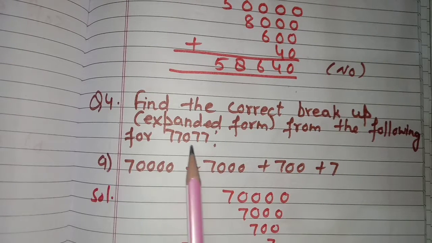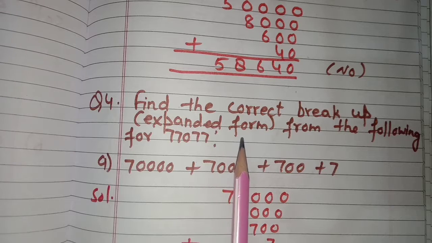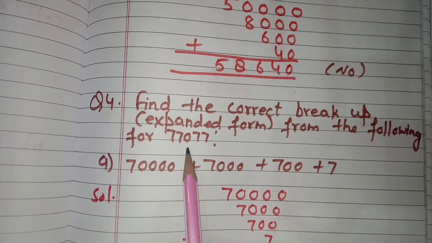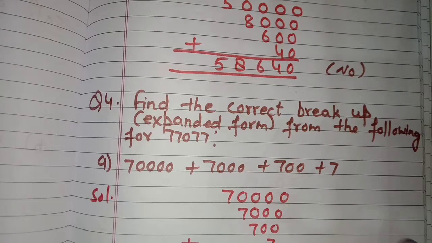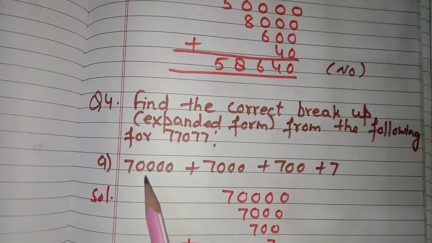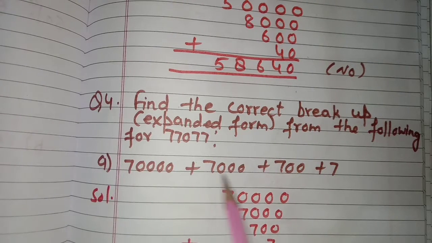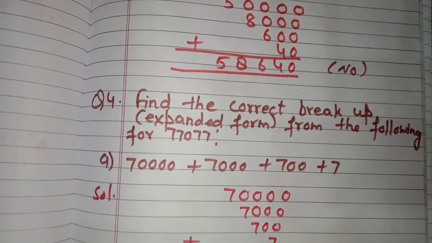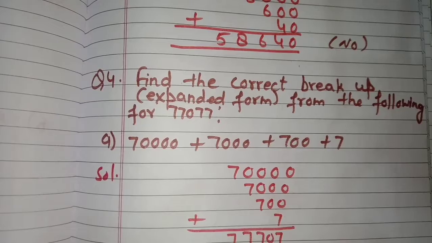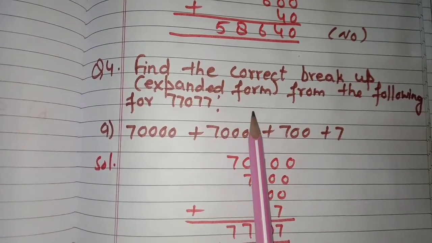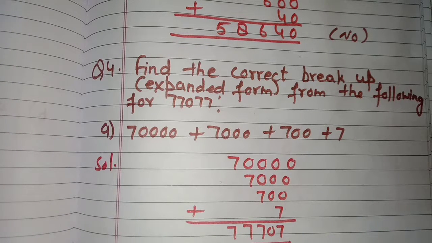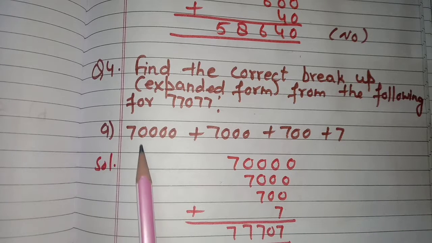Now the next question, question number 4. The question is, find the correct breakup, means expanded form, from the following for 77,077. Now here some expanded forms are given and we need to find the correct breakup, or you can say correct expanded form, for this number, that is 77,077. So again you will do the question in the same manner. You have to write all these values of the expanded form in column form, and then add them. And if the final answer is equal to the value given in the question, that is 77,077, it means that expanded form will be the correct breakup for the number given in the question.